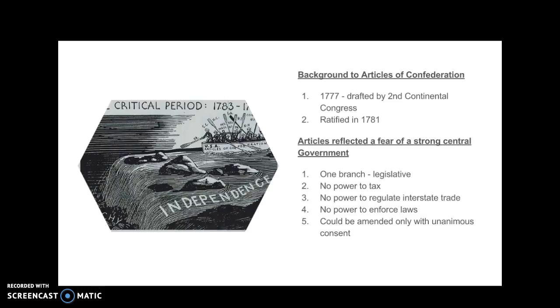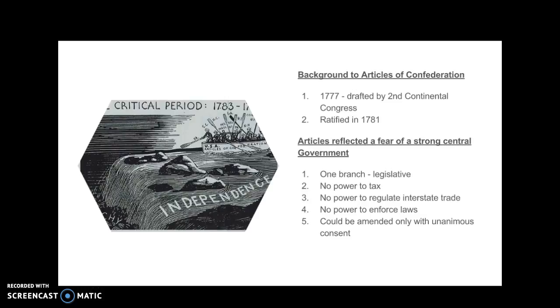It would make no sense to get rid of one strong central government only to replace it with another strong and central government. So these articles reflect the fear of a strong central government. Most of the power is going to belong to the states. The federal government will have very little power. In fact, under the articles, there's only one branch of government, the legislative branch. It's a unicameral or one-house legislative branch. There is no executive branch, so there's no president. And there is no judicial branch, so there is no Supreme Court or federal court system.